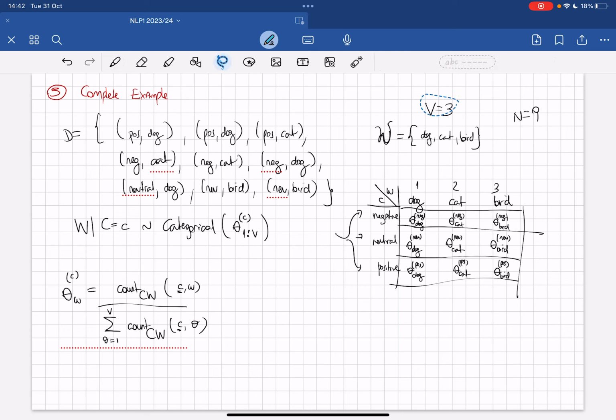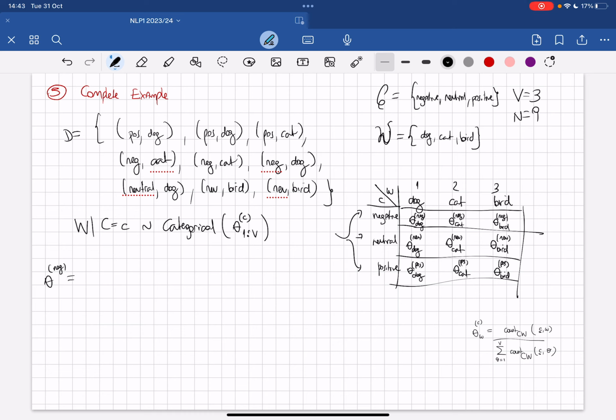Okay, so let's compute the parameter values. So I'm going to bring my formula here to the side, and essentially I have theta negative, theta neutral, and theta positive, right? And I have 3 values in each case. And they are, well, for dog, cat, and bird, they're based on this data.